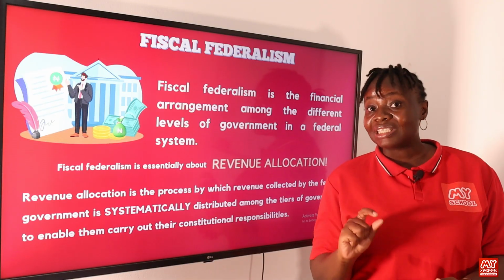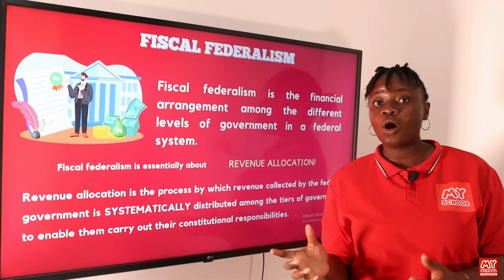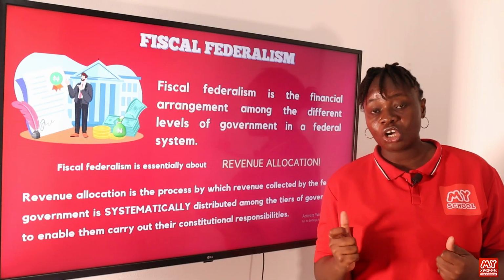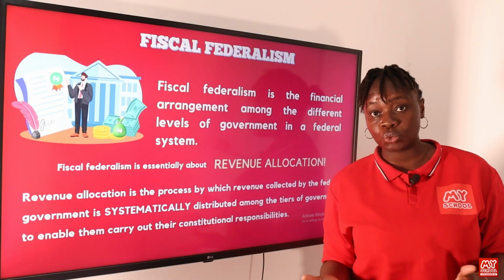So we're going to continue with the principles of revenue allocation, how the revenue generated by the federal government is shared among the various regions within the country.